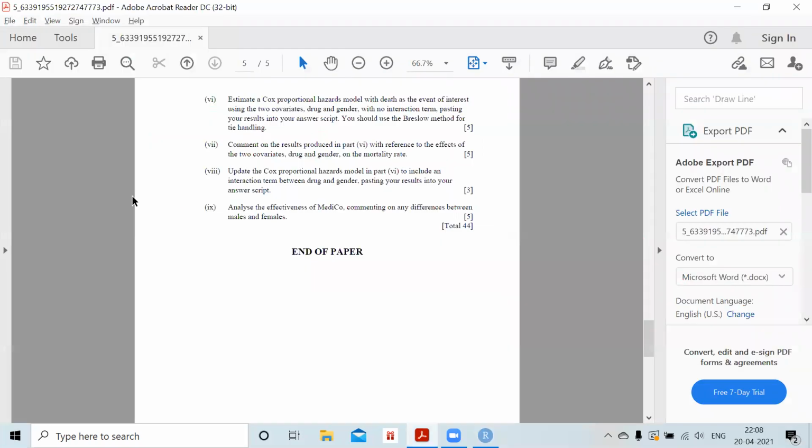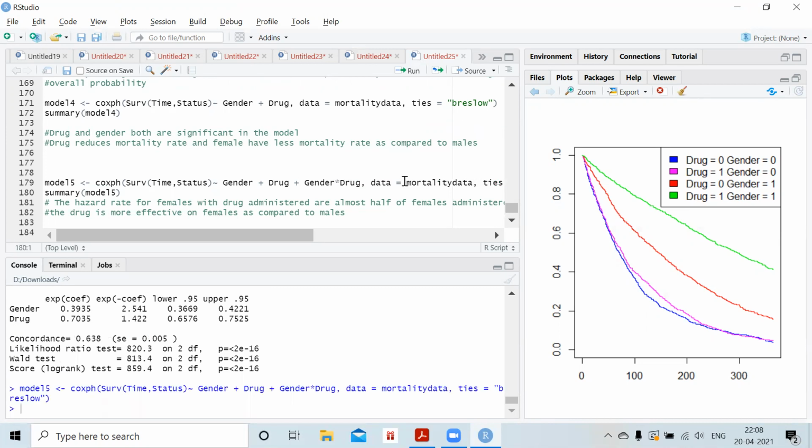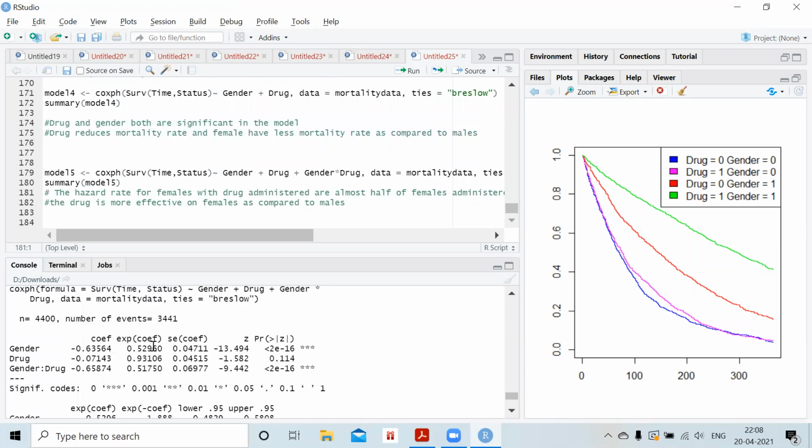Okay. Update the Cox proportional hazards model in part 6 to include the interaction term between drug and gender. So we have introduced the interaction term between drug and gender. So time, status, gender plus gender into drug, and data is equal to mortality data. Okay, and ties equal to Breslow, and summary of model 5. So here it is, the exponential coefficients. Again, these are there. Please write this model as it is.